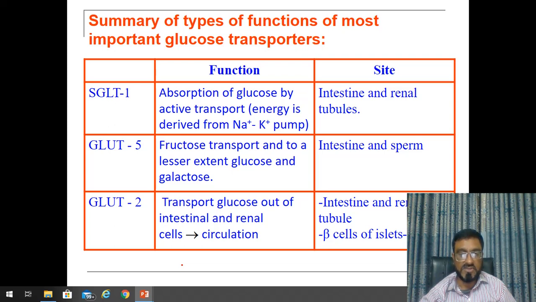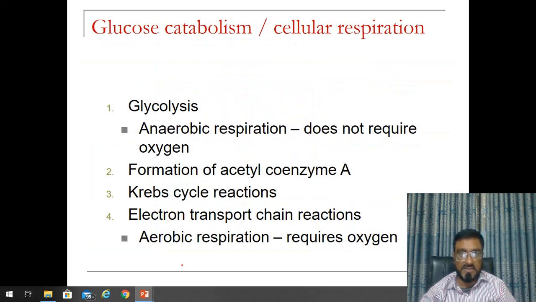The GLUT2 transport system transports glucose out of the intestinal and renal cells, bringing the glucose into the circulation. And where is the place? Intestine and renal tubules, beta cells of the islet level. There are so many GLUT systems available within the human body. These are the selective ones I have listed here.